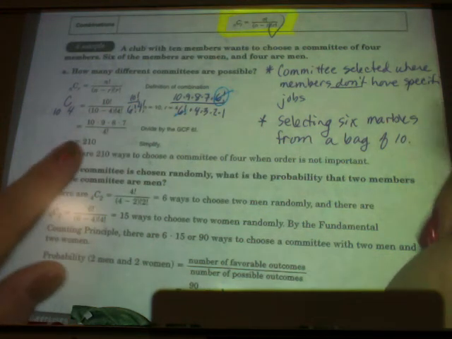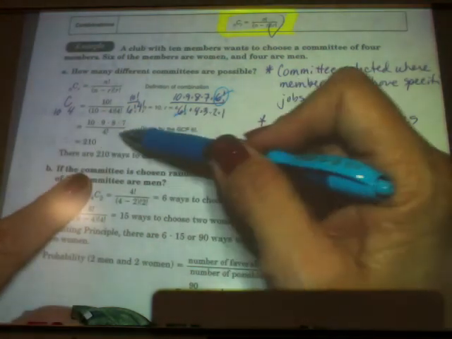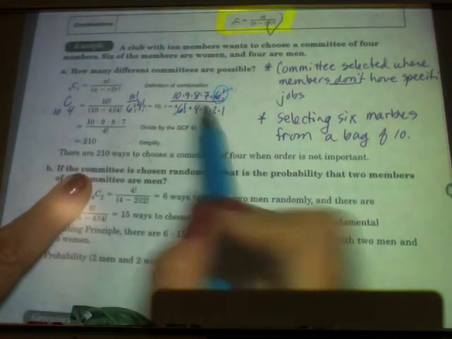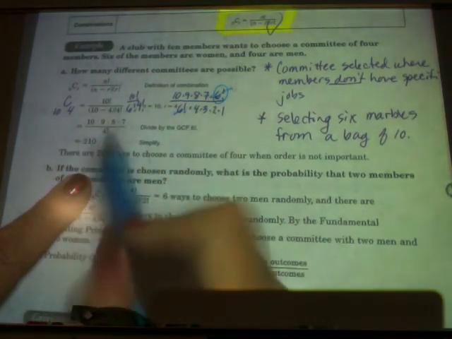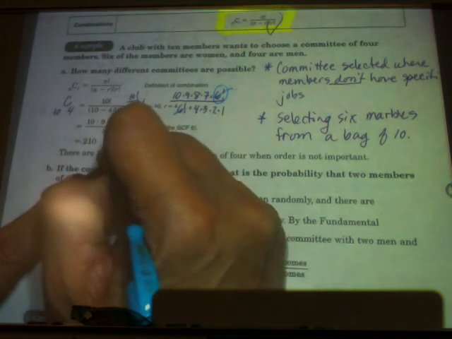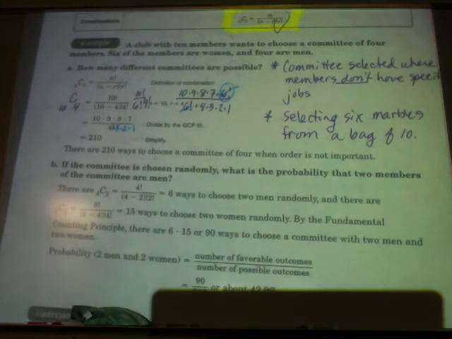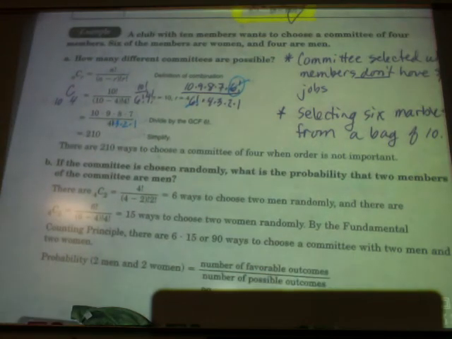And so that's how we end up with this. But they didn't write out the 4 factorial, did they? Well, they should have. So down here, now we have the 10, 9, 8, 7 right here. But this 4 factorial is 4, 3, 2, 1, right? Now you have to cancel everything in that denominator.